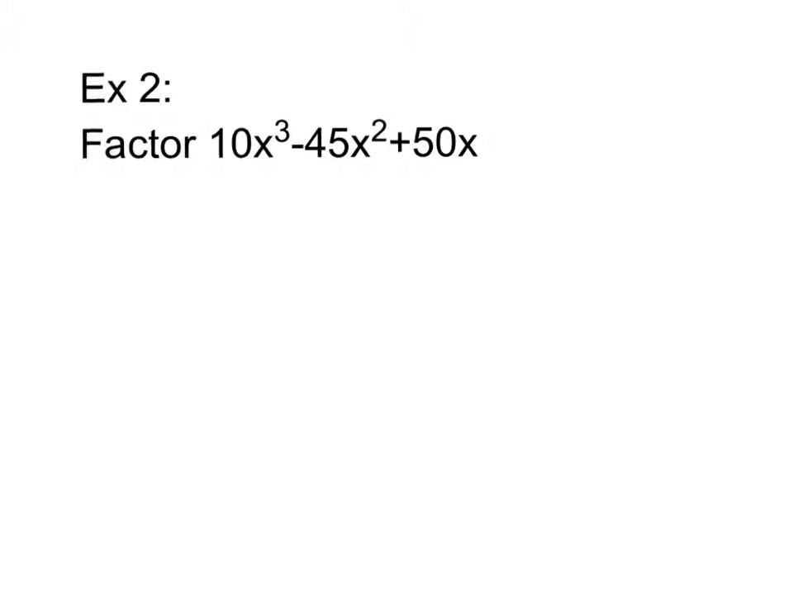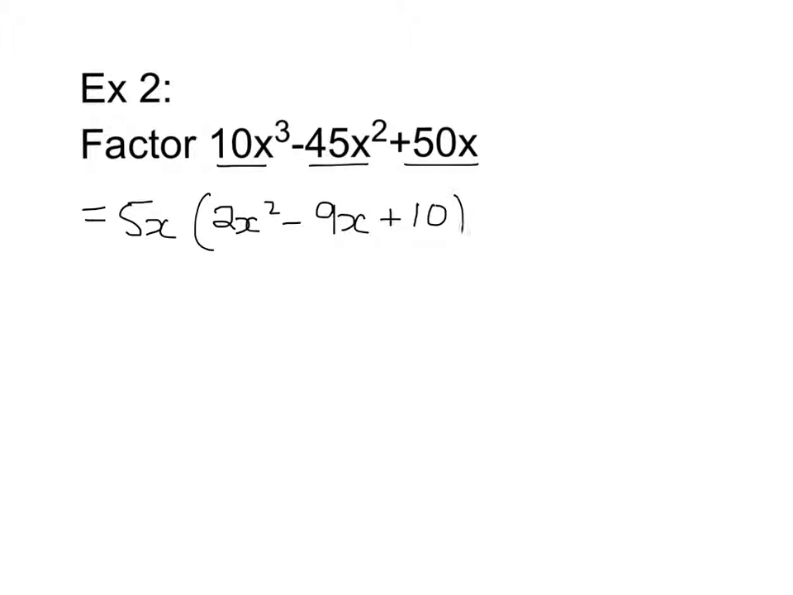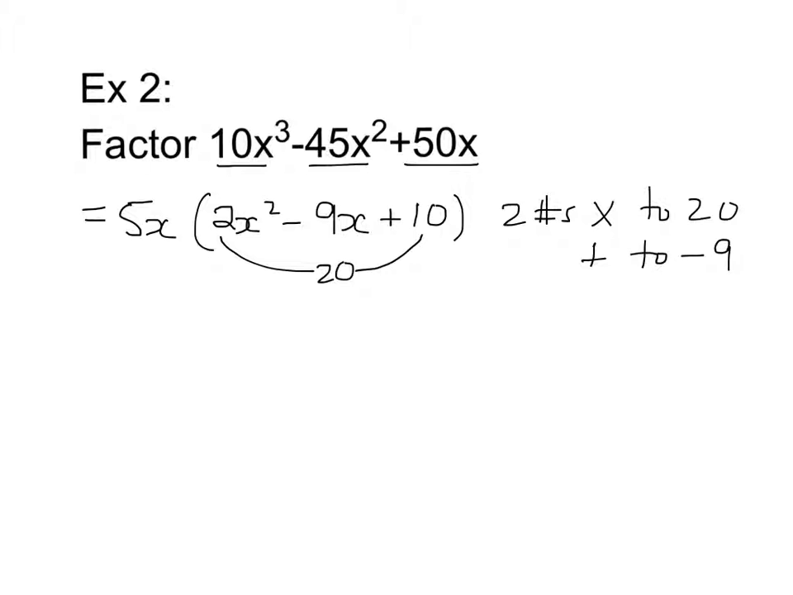All right, next question. Just like we do with every question, we're going to look for a common factor first. In this situation, if I look at all three terms, I notice that I've got 5 and x as my common factor. So let's factor those out. And we end up getting 2x squared minus 9x plus 10. Now let's multiply those two together, and we get 20. So I'm looking for two numbers that multiply to 20 and add to negative 9. You can figure out what those two numbers are, and hopefully you figured out that they were negative 4 and negative 5.